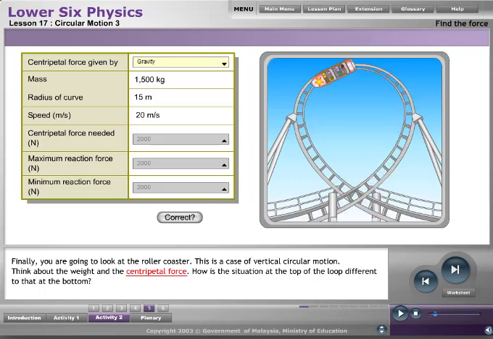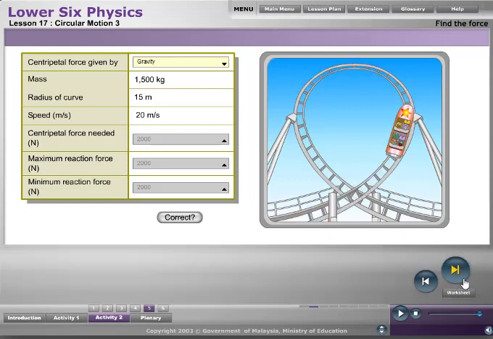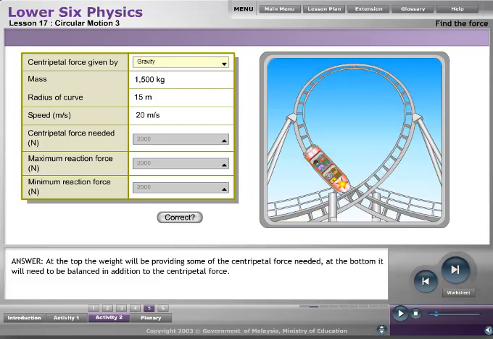Finally, you are going to look at the roller coaster. This is a case of vertical circular motion. Think about the weight and the centripetal force. How is the situation at the top of the loop different to that at the bottom? Answer: at the top, the weight will be providing some of the centripetal force needed. At the bottom, it will need to be balanced in addition to the centripetal force.